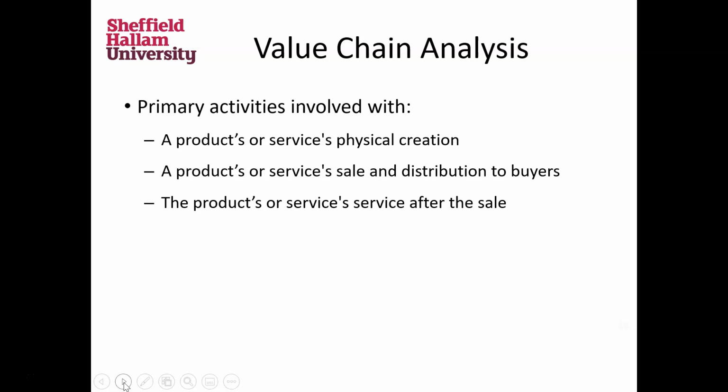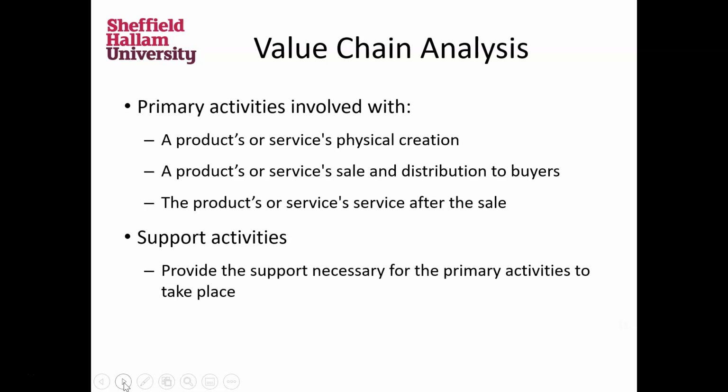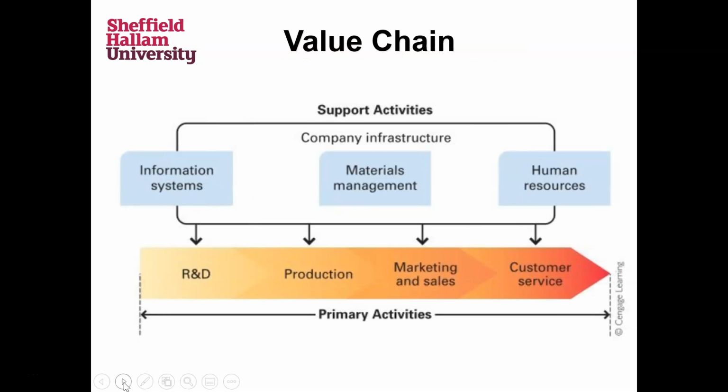And the third is, after the product is sold, what is the customer service and support after the product or the service is sold. So those are the primary activities, and we'll look at the value chain model in a minute to try and explain how these things fit together. And the support activities are the second category, and these are those activities which provide support necessary for the primary activities to take place. So let's look at the value chain.